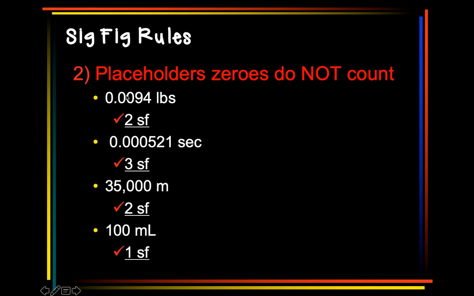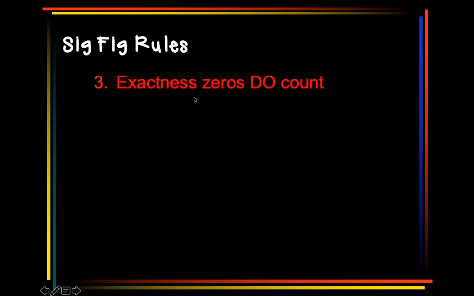So numbers that make the measurement small or numbers that just make the measurement big but don't make it more specific, those are not significant figures. They do not count. All right, one more rule, 3. Exactness zeros do count.